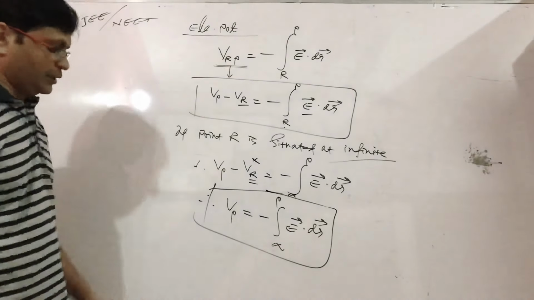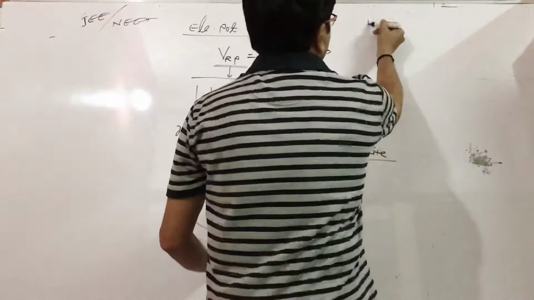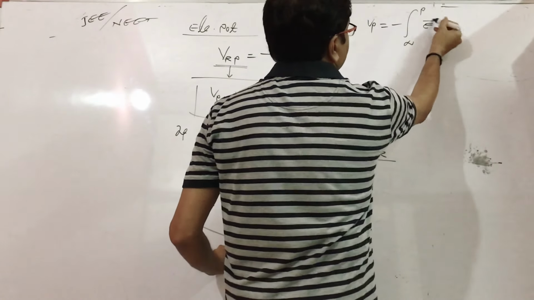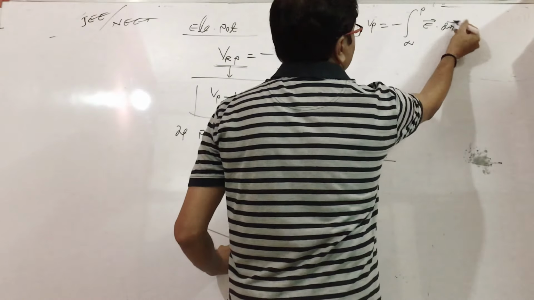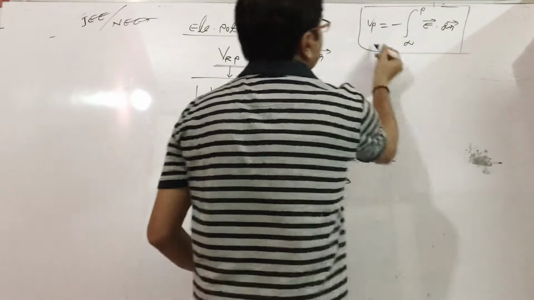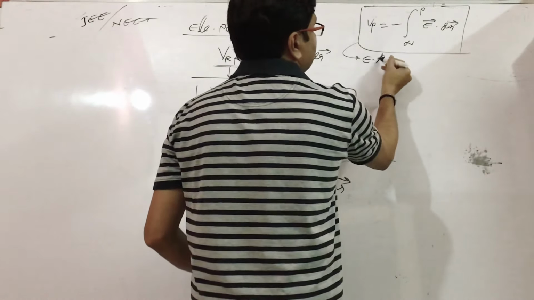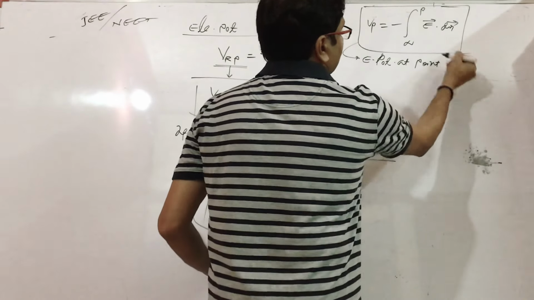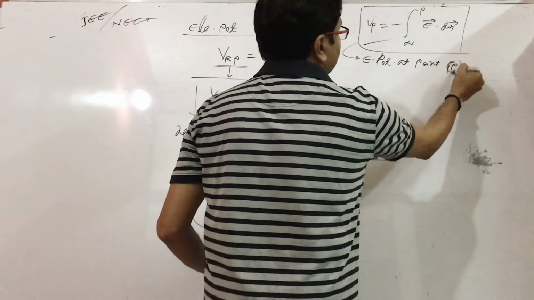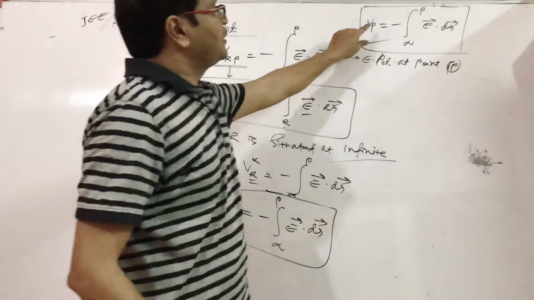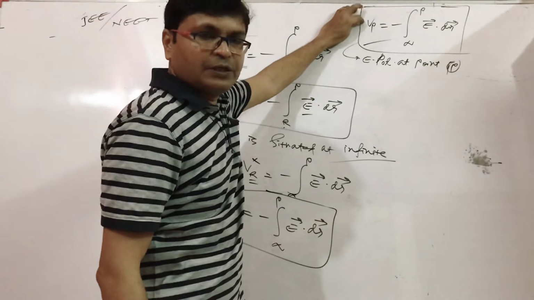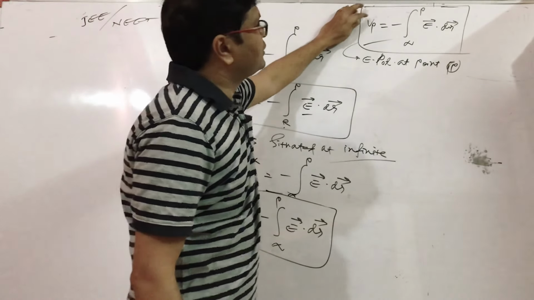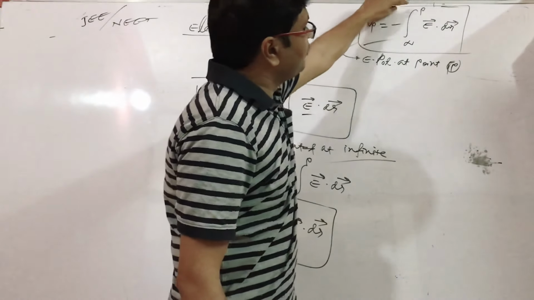This is your equation. What is the meaning of this? V_P is equal to minus integral from infinity to P of E dot dr. This is called the formula of potential. It is called the electric potential at point P. And what's the definition now? At point P, you can easily define the work done required, because potential means work done. Work done required in moving a unit positive charge from infinity to the given point P.